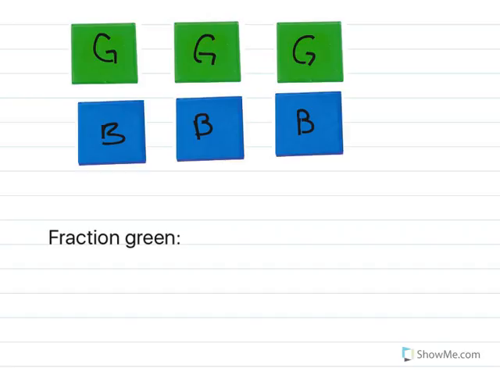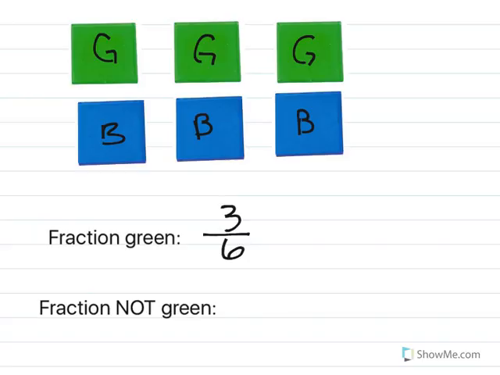Okay, so if we look at our tiles, I have 3 of them that are green out of 6 that are total in the set. So the fraction for green is 3 out of 6, or 3/6. Now I want to see the fraction that is not green. So if I look at my tiles, I can see that 3 of them are not green because they're blue. So write your fraction for the tiles that are not green.